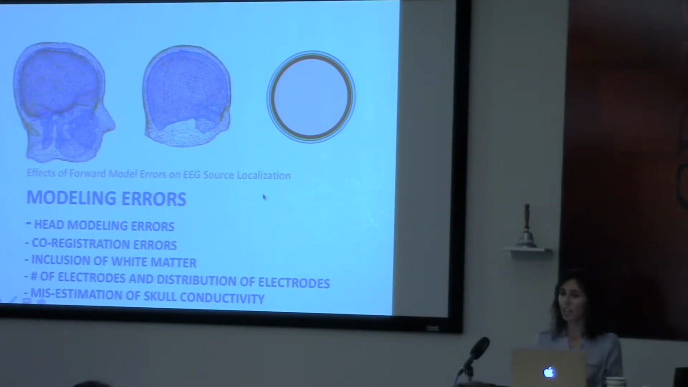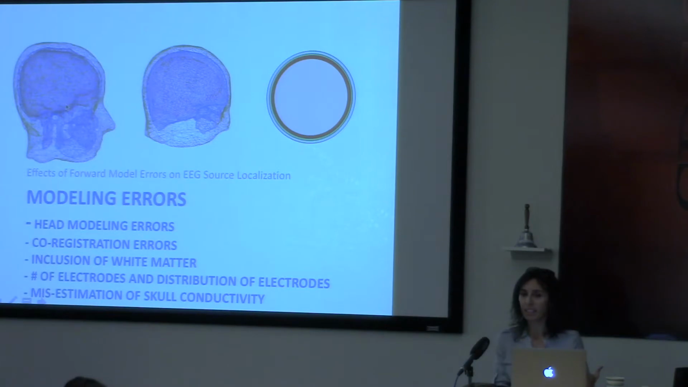Okay, I'm talking about this volume conductor model, what we should be using. We can generate individual volume conductor models from MRI. However, if we don't have an MRI of the subject, then what happens? We can use template head models, or we can use spherical head models. But what happens if we use template or spherical head models instead of realistic head models?